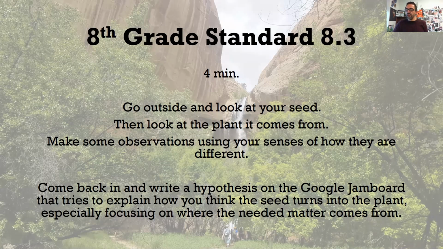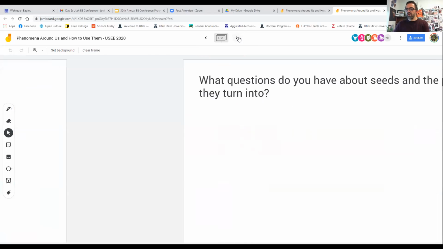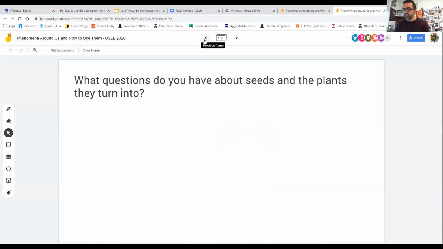And then again, we'll come back, and this time I want you to write down a hypothesis on the Google Jamboard that tries to explain how you think that seed turned into the plant, focusing on where the matter comes from. So look at the seed and then look at the plant it turned into, and then see if you can make a guess. This is just your first guess as to where that matter came from. And then on the next slide on the Jamboard, just like before, write down any questions that you have. So we have our hypothesis board and we have our questions board. Okay, so again, 4 minutes on that one.